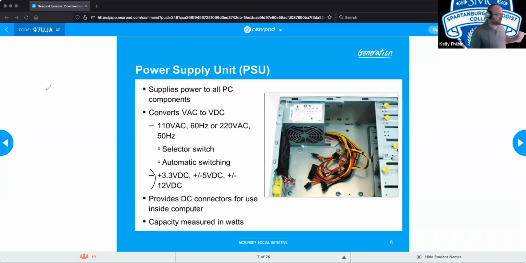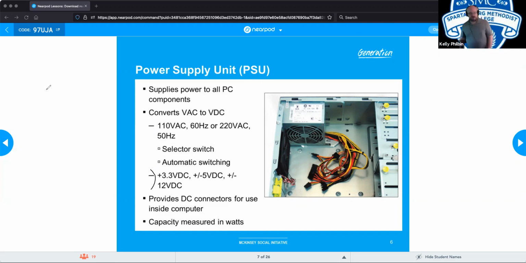So there are the voltages that we had mentioned prior that are viable for all components within the PC. You have the plus 3.3, you have the plus or minus 5, and the plus or minus 12. Those are the 5 voltages that are utilized within the system.